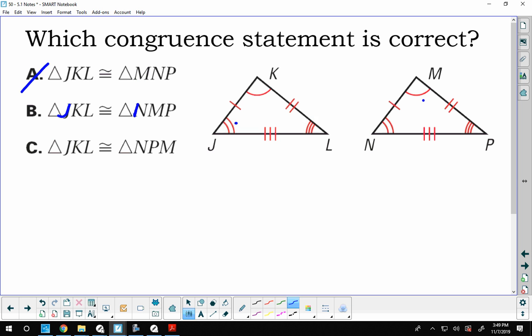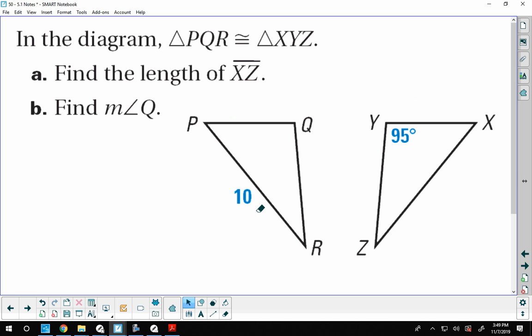Is J congruent with N? See, J has 2 tick marks and N has 2 tick marks. How about K? K has 1 tick mark and M has 1 tick mark. And what about L and P? L has 3 tick marks and P has 3 tick marks. So yes, this congruent statement does work. I'm not even going to check the third one because it says which congruent statement is correct, and we already found the correct one.